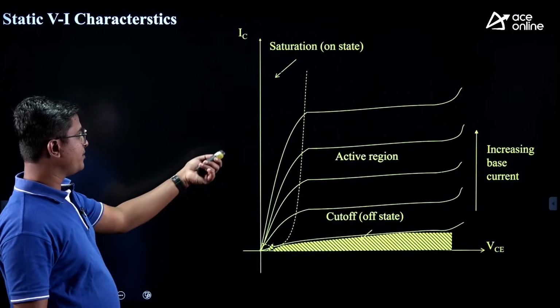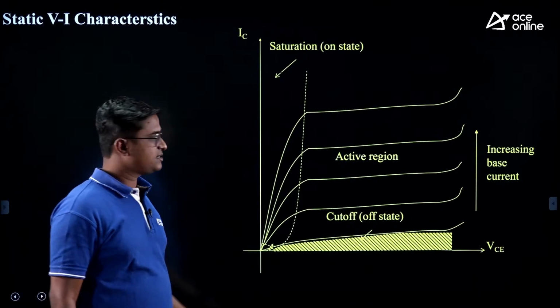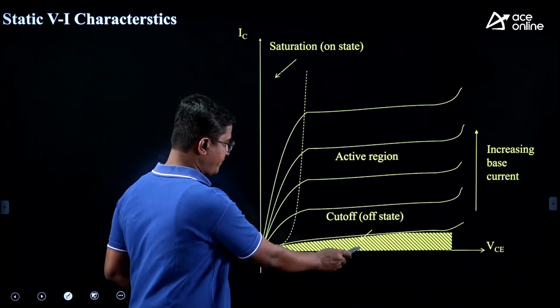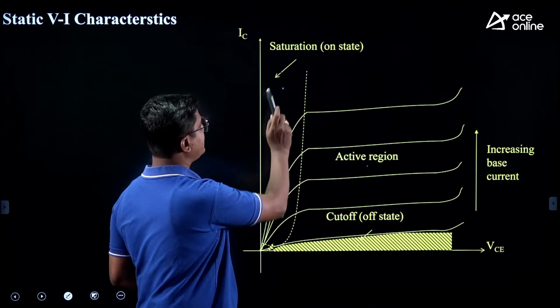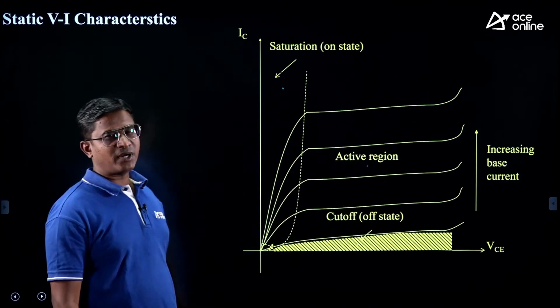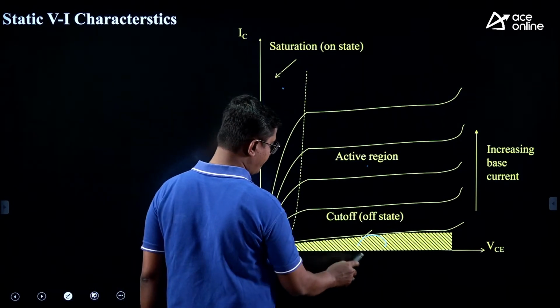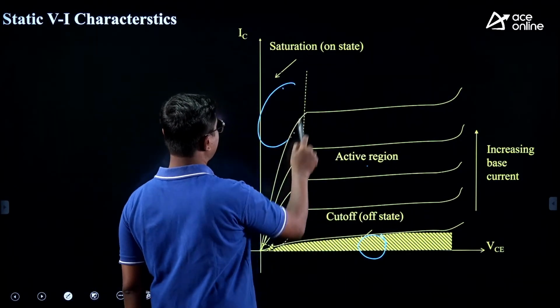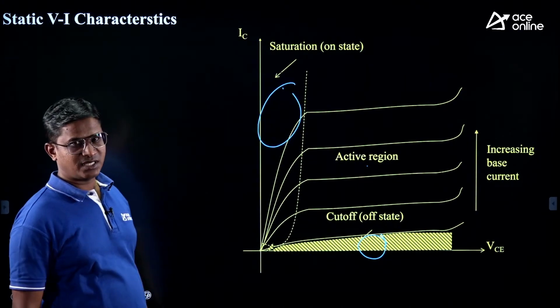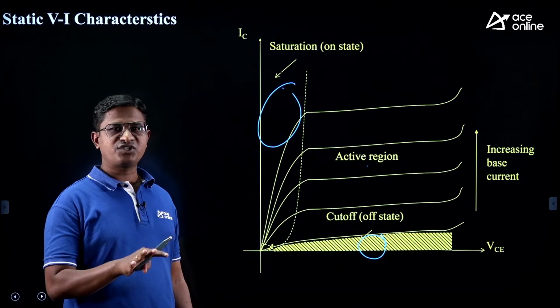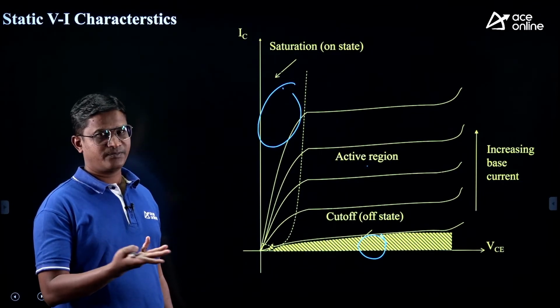VI characteristics of the BJT. There are 3 regions: saturation, active region and cutoff region. This is cutoff, active region, and here it is a saturation region. In power electronics we are operating BJT only in cutoff and saturation region, because we are using this as a switch, so we want the switch either in an on state or off state, okay, like this.